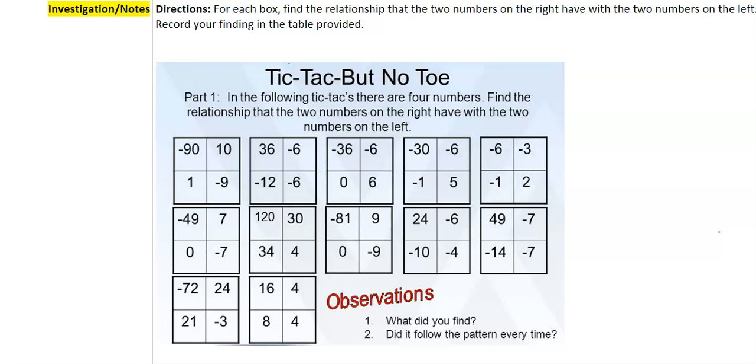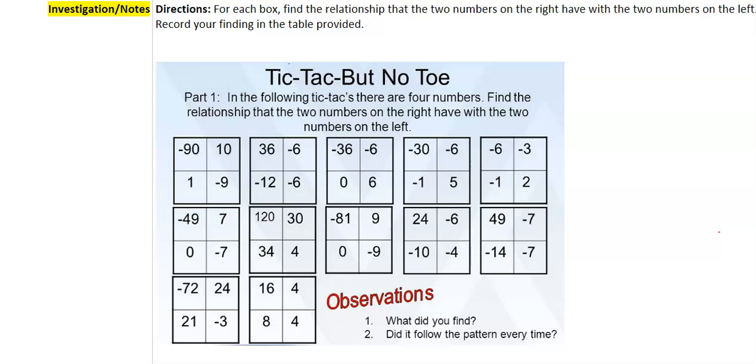So today we are going to be investigating tic-tac but no toe. For each box, we want to find the relationship that the two numbers on the right have with the two numbers on the left. And then you can record your findings in the table below.